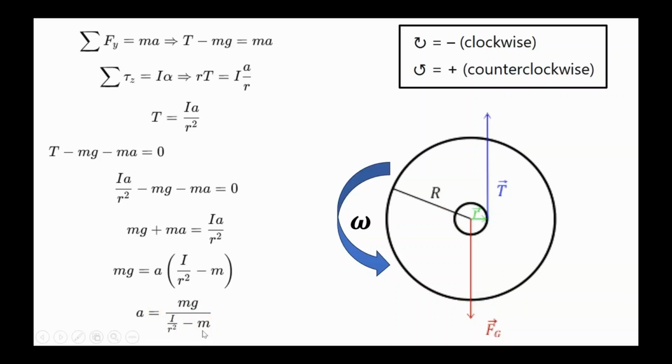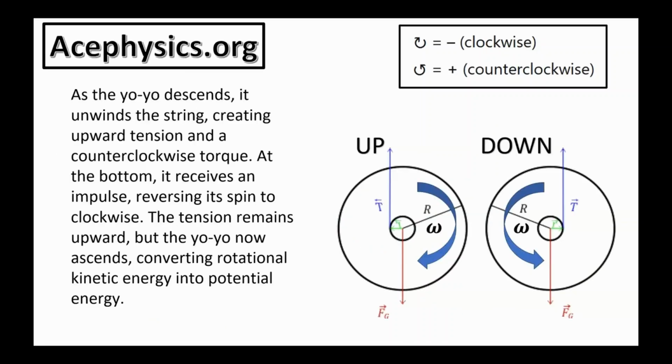Can you explain why that's the case in the comments? As the yo-yo descends, it unwinds the string, creating an upward tension and counterclockwise torque. At the bottom, it receives an impulse, reversing its spin to clockwise. The tension remains upward, but the yo-yo now ascends, converting rotational kinetic energy to potential energy.